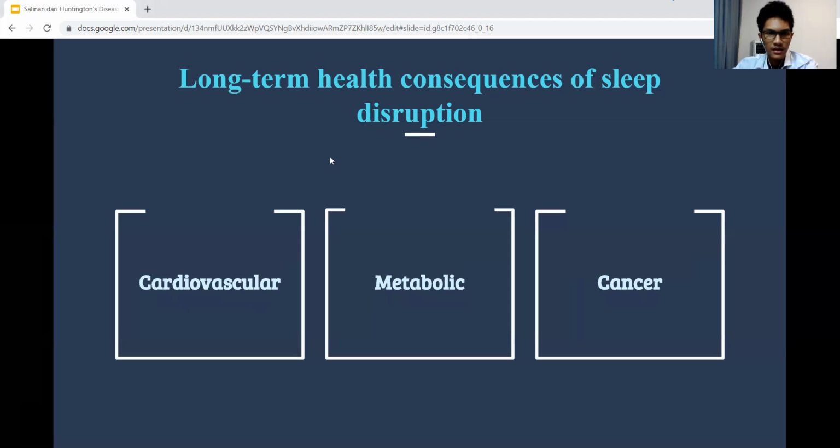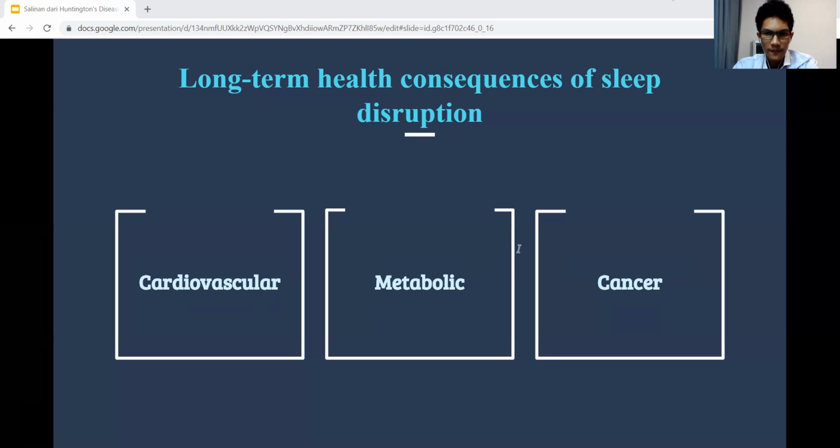Now, the next is the long-term health consequences of sleep disruption. Let's first take the cardiovascular system. As I mentioned before, an increased activity of the sympathetic nervous system due to sleep disruption shows that adults who experience sleep disruption had elevated blood pressure and thus an increased risk of developing hypertension. In adolescents too, higher sleep disturbance scores were also associated with higher cholesterol and higher body mass index.